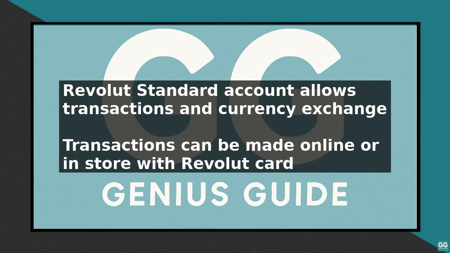Another benefit of using a Revolut Standard account is the ability to track your spending. The Revolut app allows you to categorize your transactions and set budgets, making it easy to keep track of your money. You can also receive real-time notifications when you make a transaction, which helps you to stay on top of your spending.